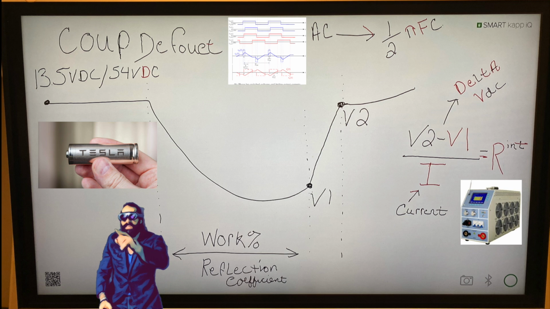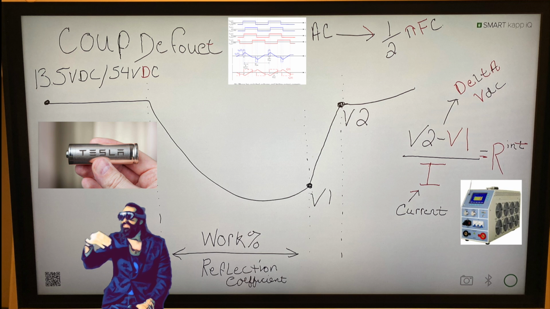But what we're going to do is actually measure that voltage at the bottom. We're going to label that as V1. Then we're going to release that voltage up into V2. So from now we have a delta V. That's actually the voltage reflection under load. So we're going to take that V2, subtract V1, and then we're going to put that over a current.